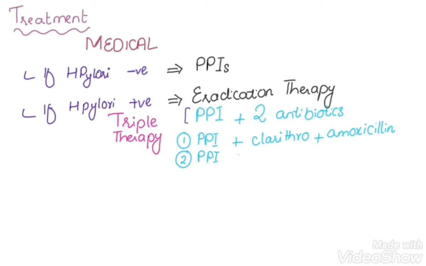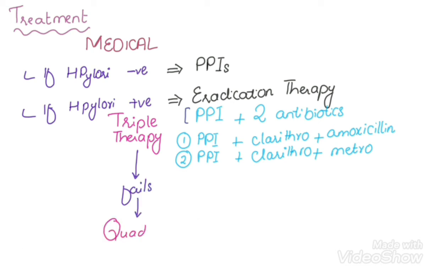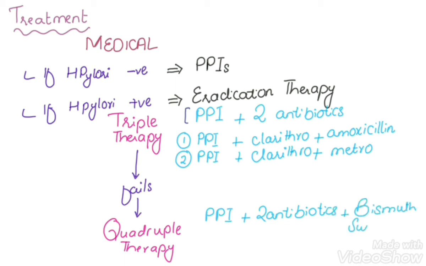In case this triple therapy fails and the person still has symptoms, we go for quadruple therapy, in which along with proton pump inhibitors and 2 antibiotics, we use bismuth compounds. For example, bismuth subsalicylate. Bismuth compounds are also bactericidal. They stop ATP synthesis and other enzymes within the bacteria.